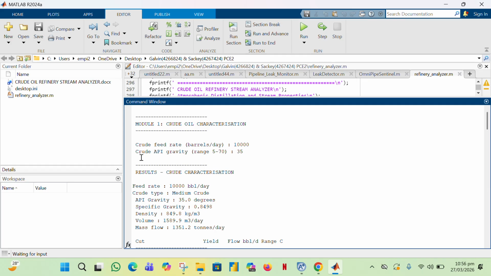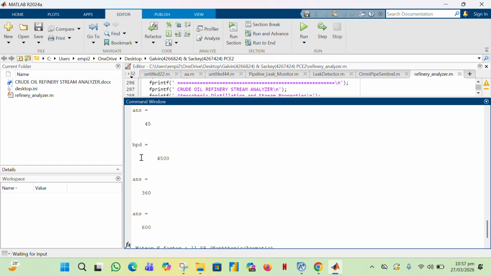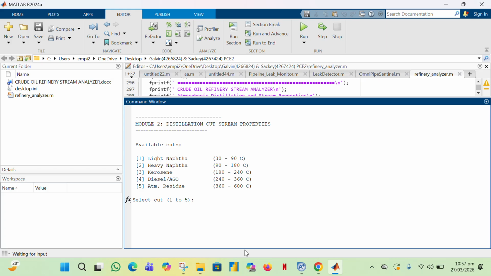And to specify something, the crude API gravity and some other values which I'm giving out are values that are gotten in a lab. When the crude oil comes, the first thing they do is to send the crude oil to a lab where many things are tested and values like the API gravity are given. So from that, we can go to the next step, which is model 2. So I'll input 2 and press enter.